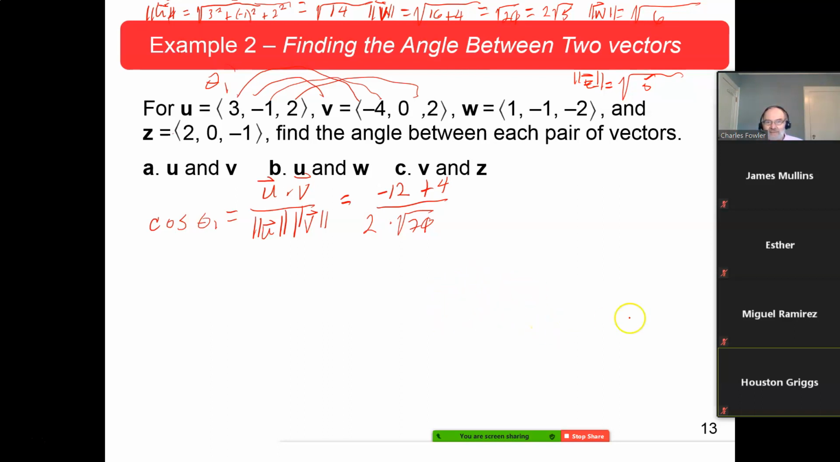Well, this would then be, come on pen, show up somewhere. This pen gets lost. There we go, somewhere up there.